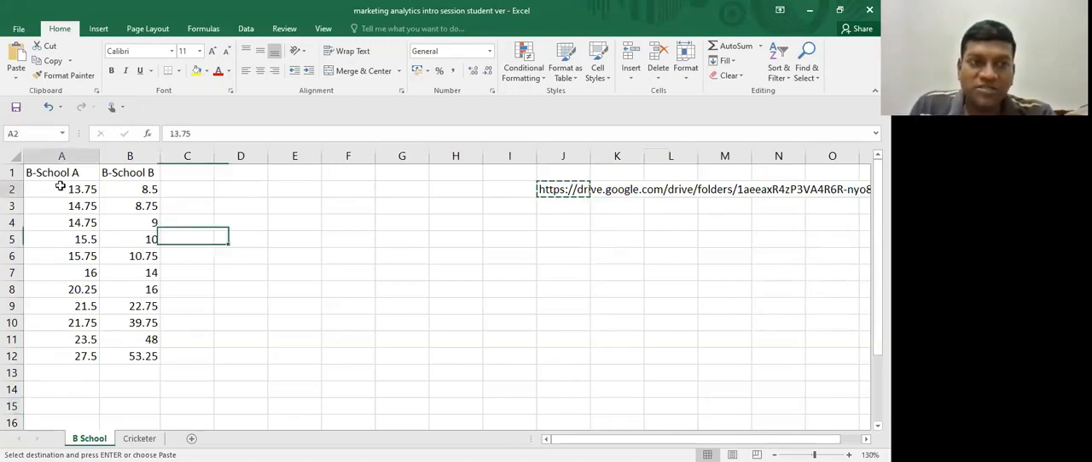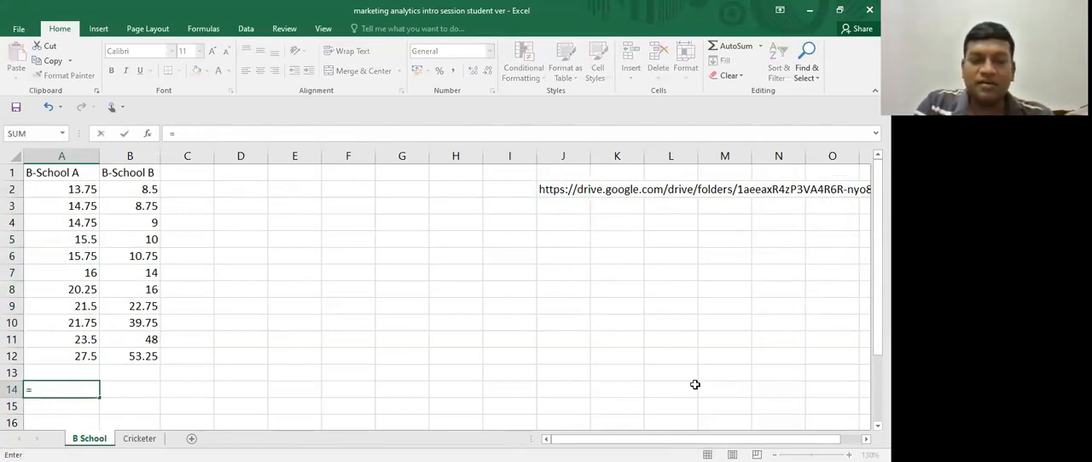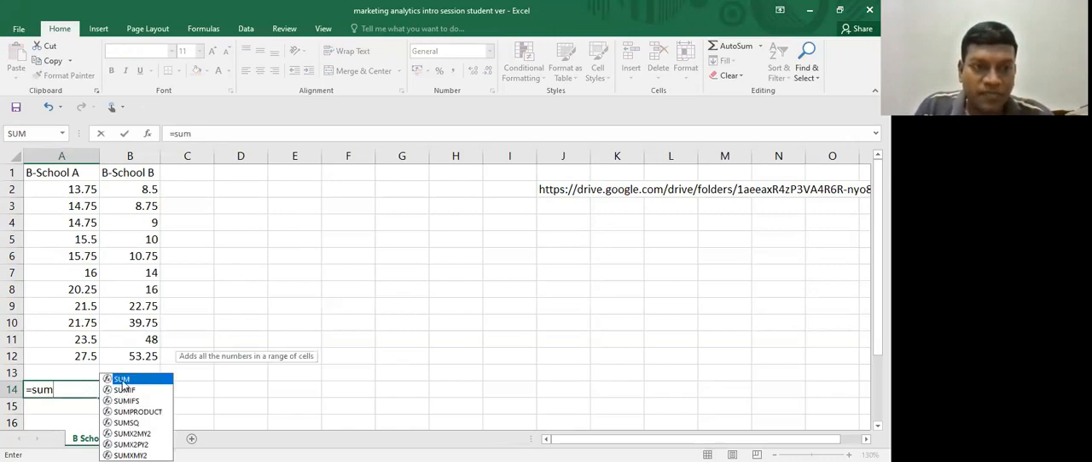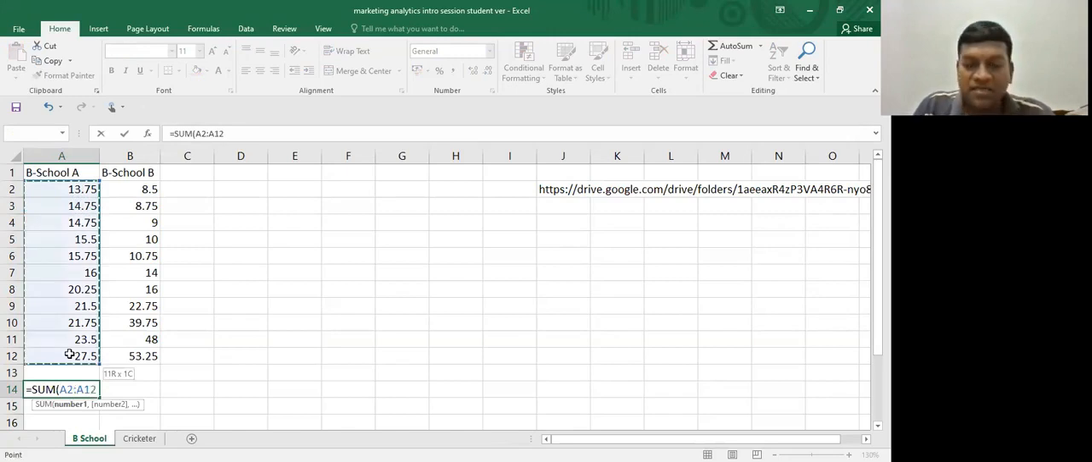Now, the average of this is nothing but the summation of all these numbers divided by the count. There are a couple of ways in which you can do it. The first way is you can use the equal to formula. Equal to, and you say sum, and you identify all the values in the data set and close it.